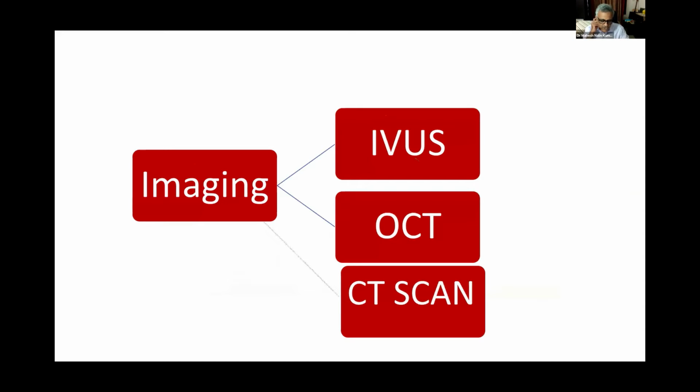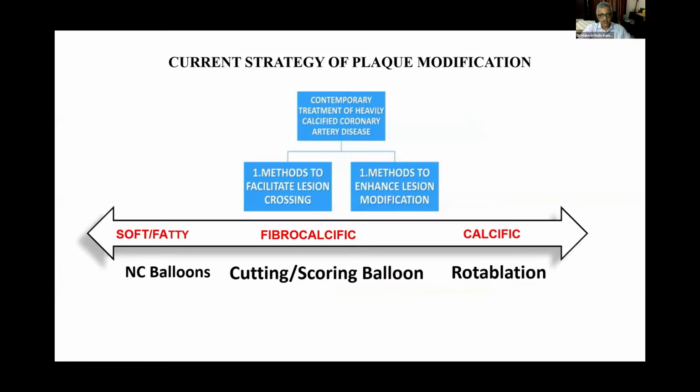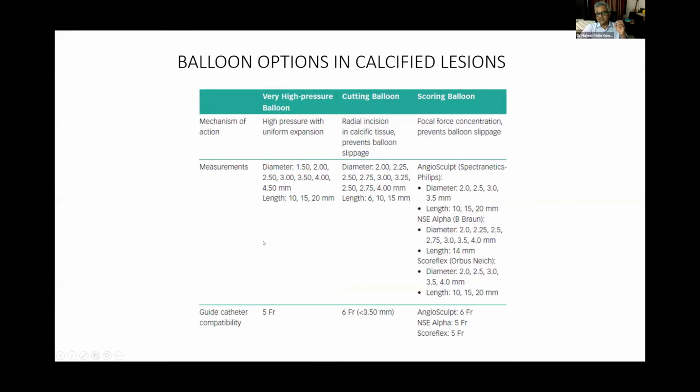The newer cath labs fortunately have CT scans which can be co-registered with the cath lab images. So if you have one, you're very lucky. Otherwise, just remember that a CT scan helps you to identify the ostial disease very well. Once you have identified the disease, there is an algorithm for calcified coronary artery disease, with methods to facilitate lesion crossing and methods to enhance lesion modification: soft, fatty, fibrocalcific and calcific. So I will just look at the balloon options because that's what I've been asked to speak on.